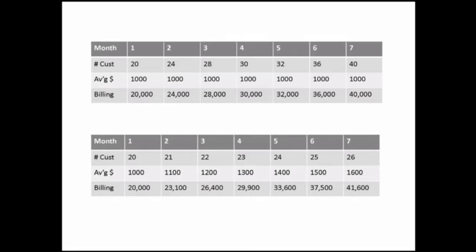If I would just get one more customer and upsell and get my average dollar per advertiser up to $1,100, I've got a $23,000 billing. Add one more advertiser, increase my average dollar per advertiser $100 more. Now I'm at 26. And look at this. I get 26 people on the air at a $1,600 average, and I've more than doubled my billing. Nothing works out quite this perfectly.